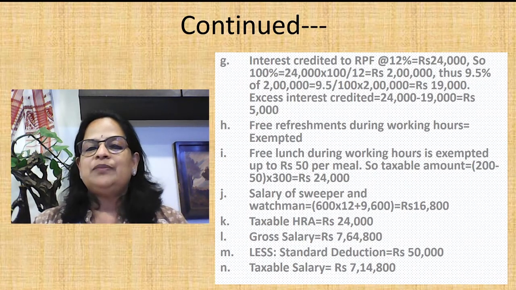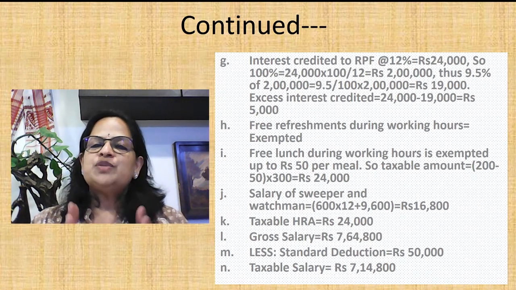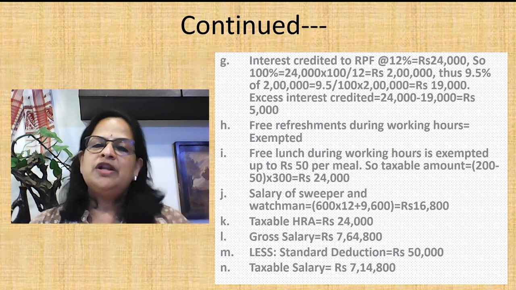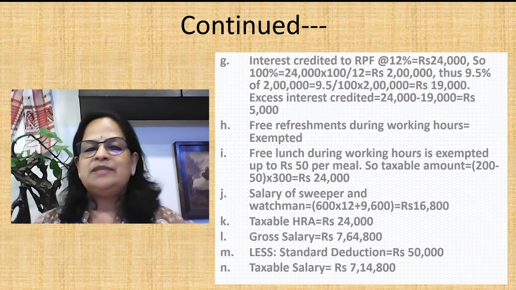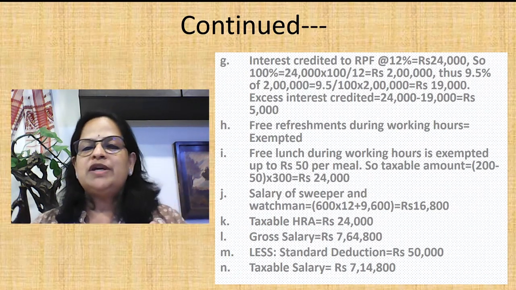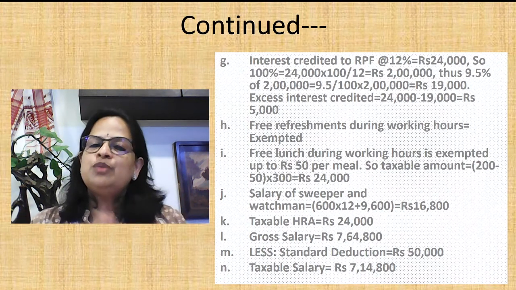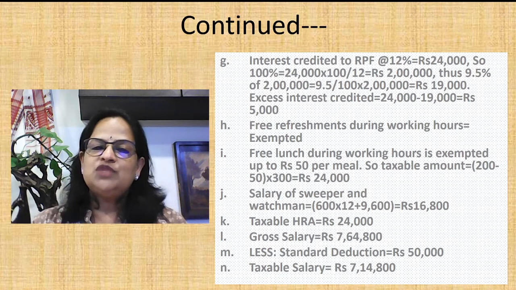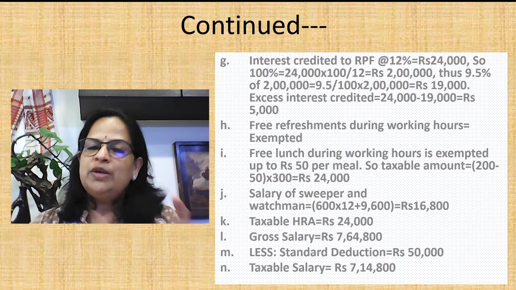It's 5,000. Now free refreshments during working hours. We have worked out in other problems also, completely exempted. Free lunch during working hours, I told you 50 rupees per meal only is exempted. Taxable amount is 200 minus 50 into 300. 45,000 will be taxable. This is a new adjustment.